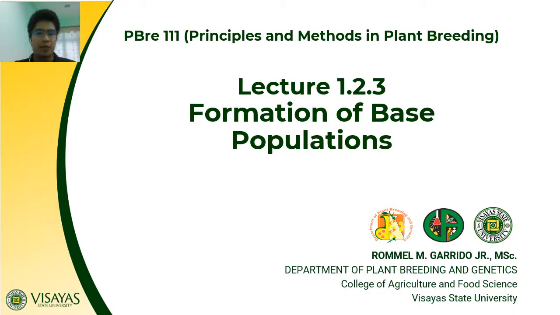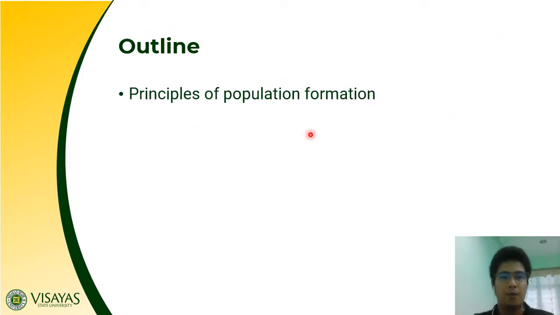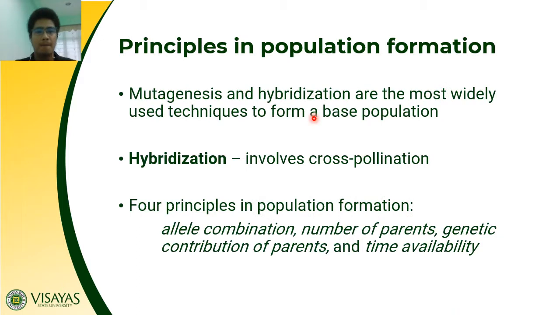In the last lecture, we talked about the creation of new variation as well as the naturally existing variability. Here we will talk about the formation of base population. So we only have one outline here, which is the principles of population formation. In the principles of population formation, the two most widely used techniques are mutagenesis and hybridization. But for the sake of this lecture, we will focus only on the hybridization process.